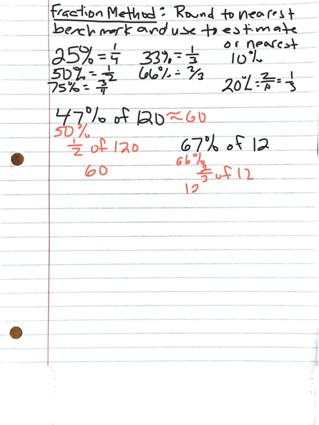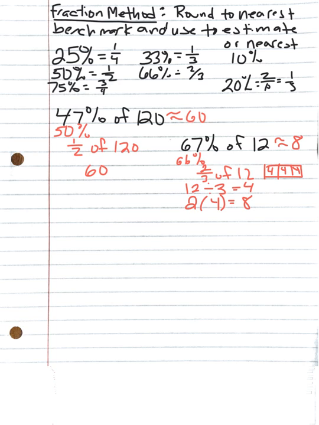So I'm going to take 12 and divide it into 3 pieces. Visually, if you think about those bar models, split into 3 pieces, each piece has a value of 4. And so now, because I need 2 of those pieces, 2 times 4 is 8. So 67% of 12 is about 8. This strategy works really well.